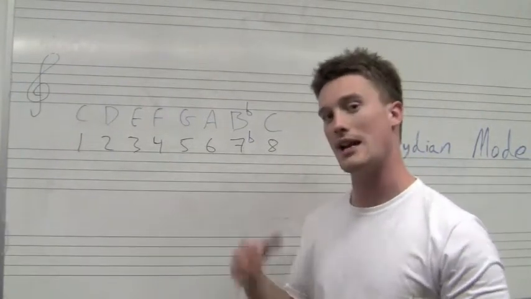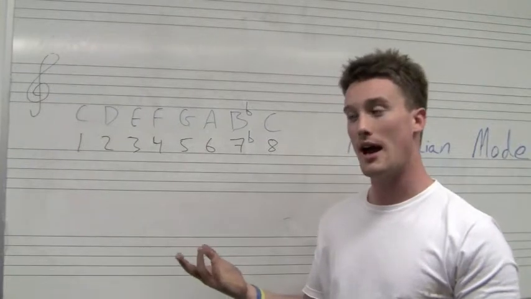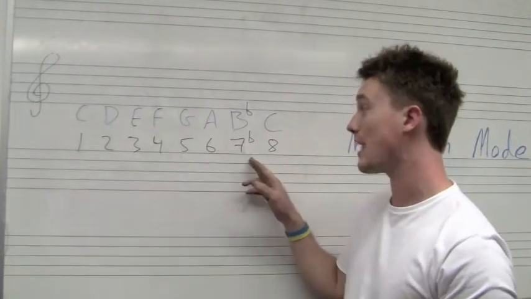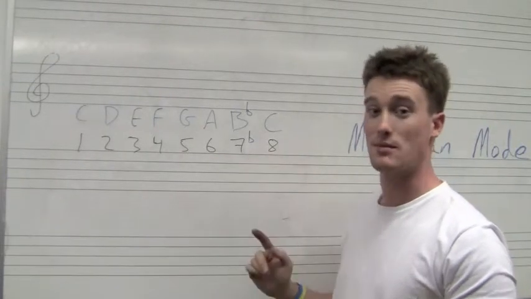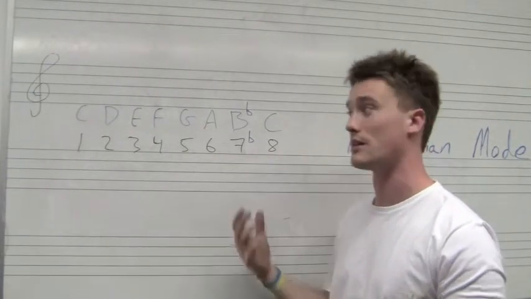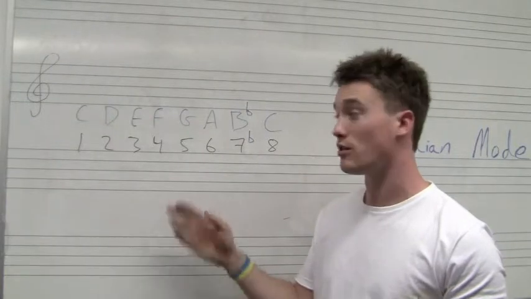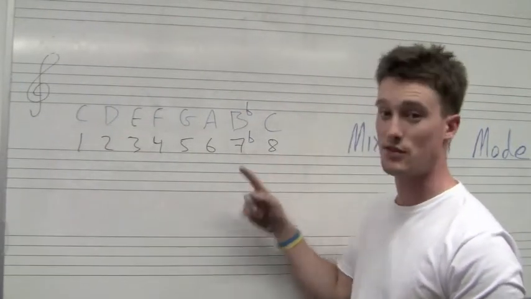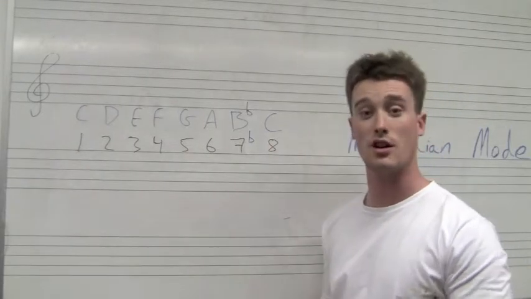So if you wanted an A Mixolydian mode, you'd write the A major scale, and then you'd flatten the seventh degree one semitone, okay? That's all you would do. If you wanted the G Mixolydian mode, you'd just write down the G major scale, and then flatten the seventh degree down a semitone. And now I'll show you how to play it.